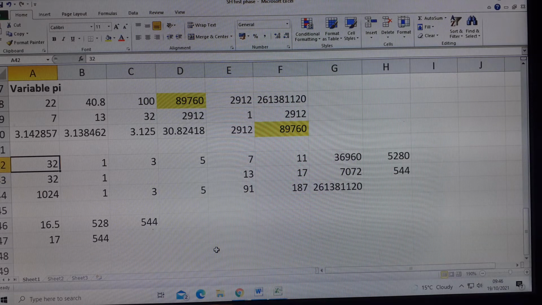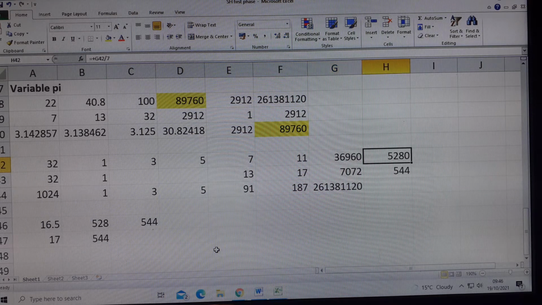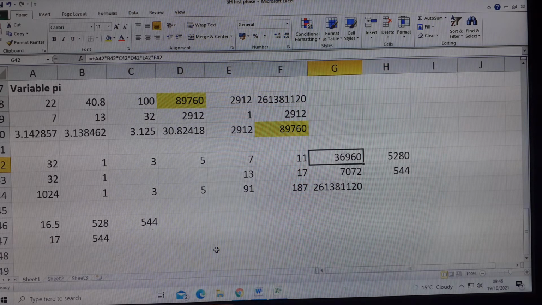So I looked at the construction of the English mile using prime numbers. We start with 32, we multiply it by 1, then 3, then 5, then 7, and then 11, and we get this number 36960. We divide it by 7 and we get 5280. So the English mile is 36960 divided by 7. And 7 is the denominator in pi as 22 over 7.